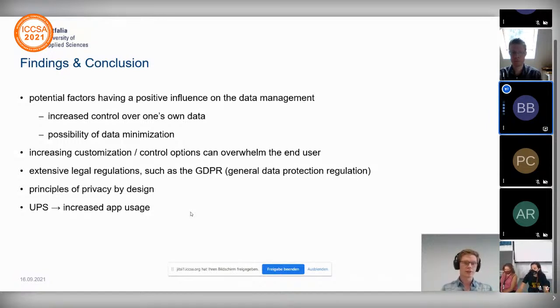Everybody knows the privacy by design principles, and they are also connected to the GDPR. And this is one of the main topics which are very important for usable privacy and also in relation to LBS. To sum it up, usable privacy will guide, is connected to the increased app usage, and this will continue in a value chain, especially for providers. Yes.